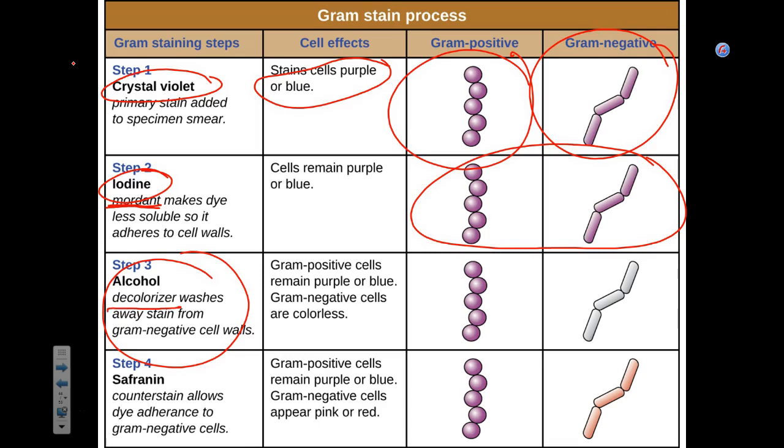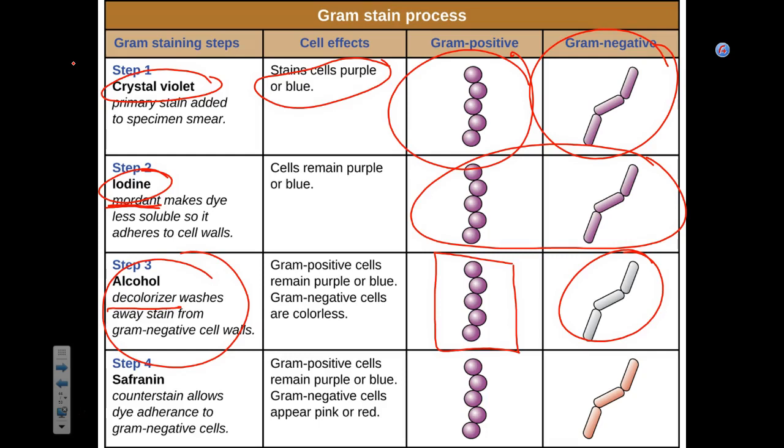So it washes away crystal violet. But remember, iodine made crystal violet stuck in gram-positive cells. So if you do this step correctly, crystal violet will be washed out from gram-negatives only. Does that make sense? This is why it is a tricky part. Because if you a little bit overdo alcohol, it'll wash away crystal violet from everything.